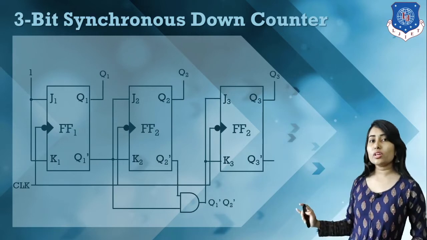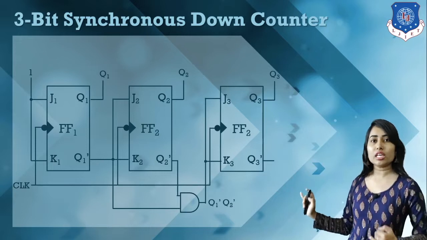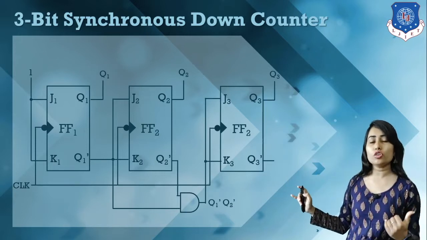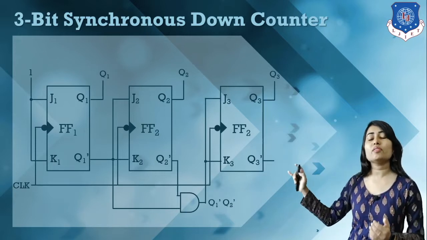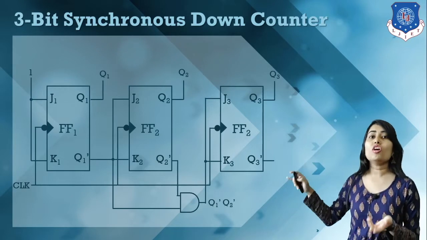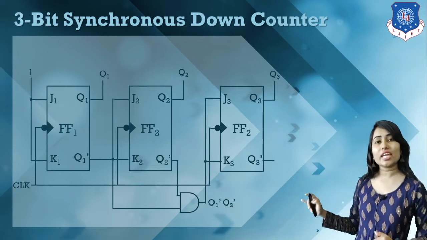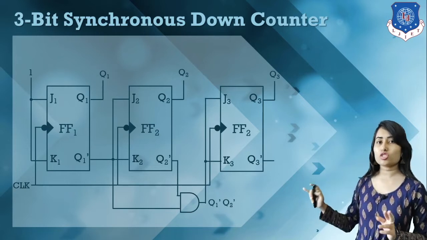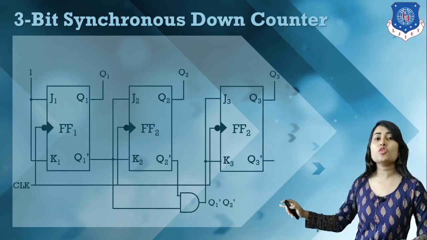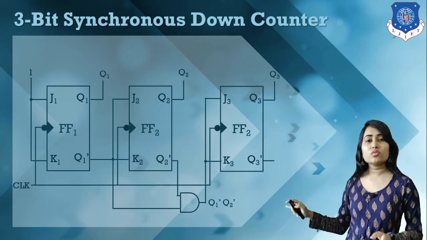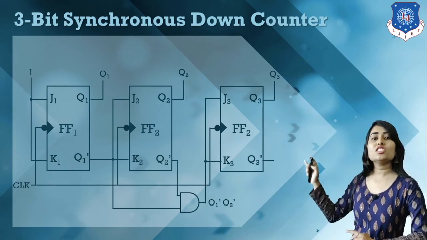Now, in the first flip-flop we have inputs J1 K1, and according to the previous value we apply J1 K1 equals 1 for our desired output of Q1. In J2 K2 we apply Q1 dash. So we have a connection from Q1 dash, and this value is given to J2 K2.